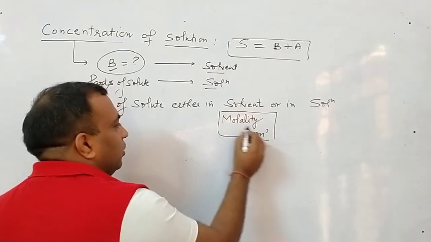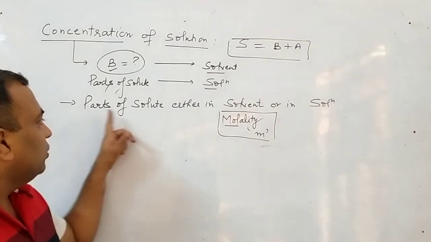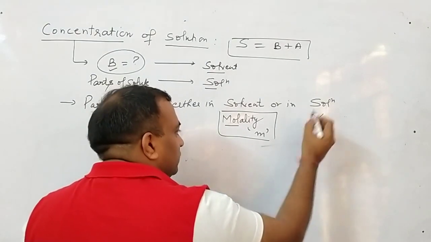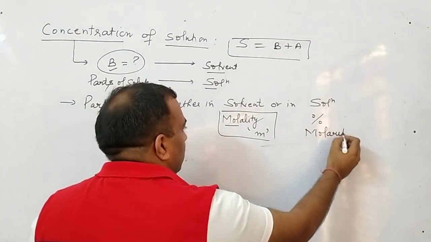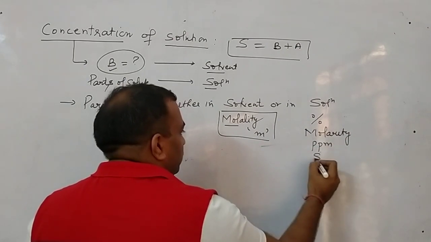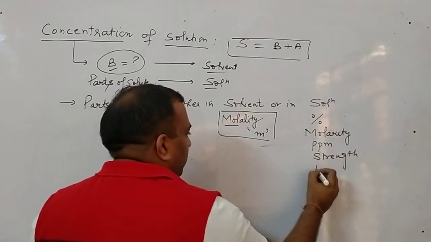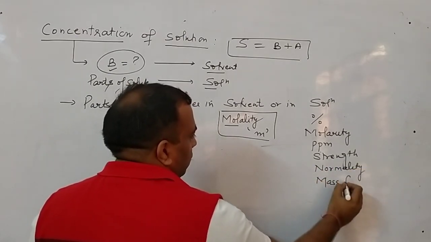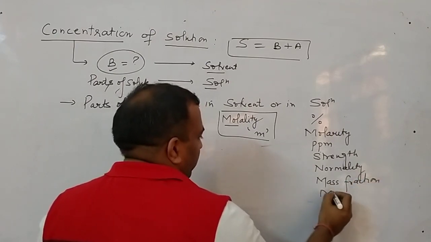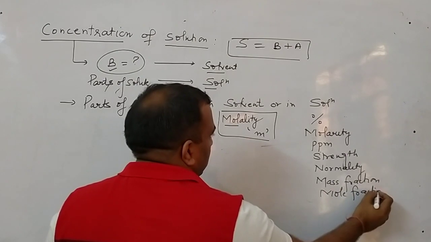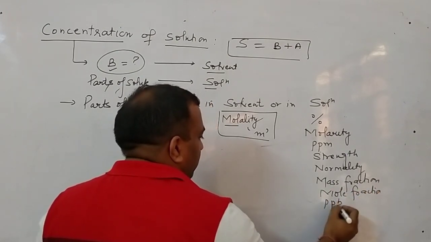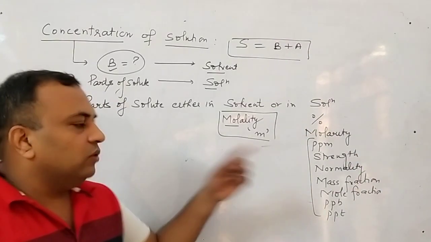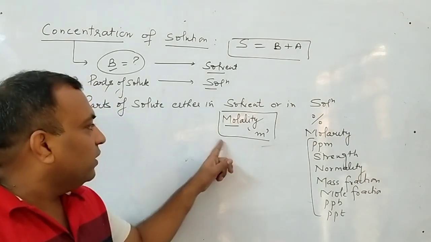Its symbol is small m. This is the concentration term in which the solute parts are calculated in solvent, while all other terms, meaning percentage, molarity, ppm, strength, normality, mass fraction, mole fraction, ppb, ppt, all these terms will be calculated in solution. Clear? So one term we will calculate in solvent, that is molarity.